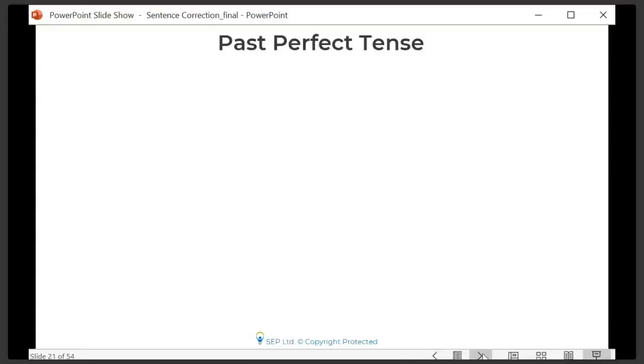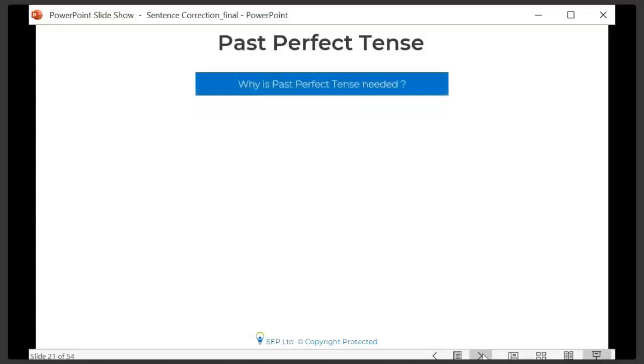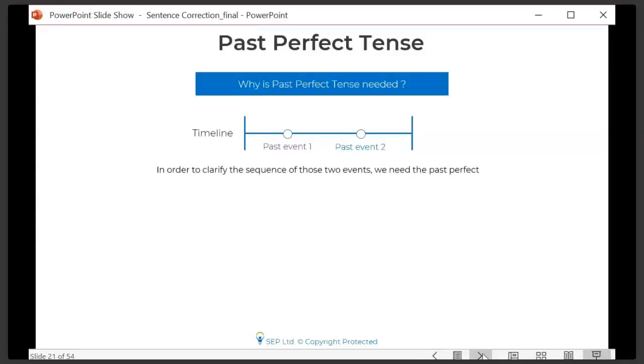So I'm sure many of you have often wondered, we have simple past tense, and why do we need perfect tenses, okay? Well, the perfect tense is needed when there are two events that took place in the past, but not at the same time. So you have a past event 1 and a past event 2, but the catch here is they did not take place at the same time, all right? If they did not take place at the same time, you will need to clarify the order. Remember, the communication should be clear if you're to get the sentence correct. So in order to clarify the sequence of those two events, we need the past perfect, okay? Now the important takeaway, I'm just going to state that and pay attention.